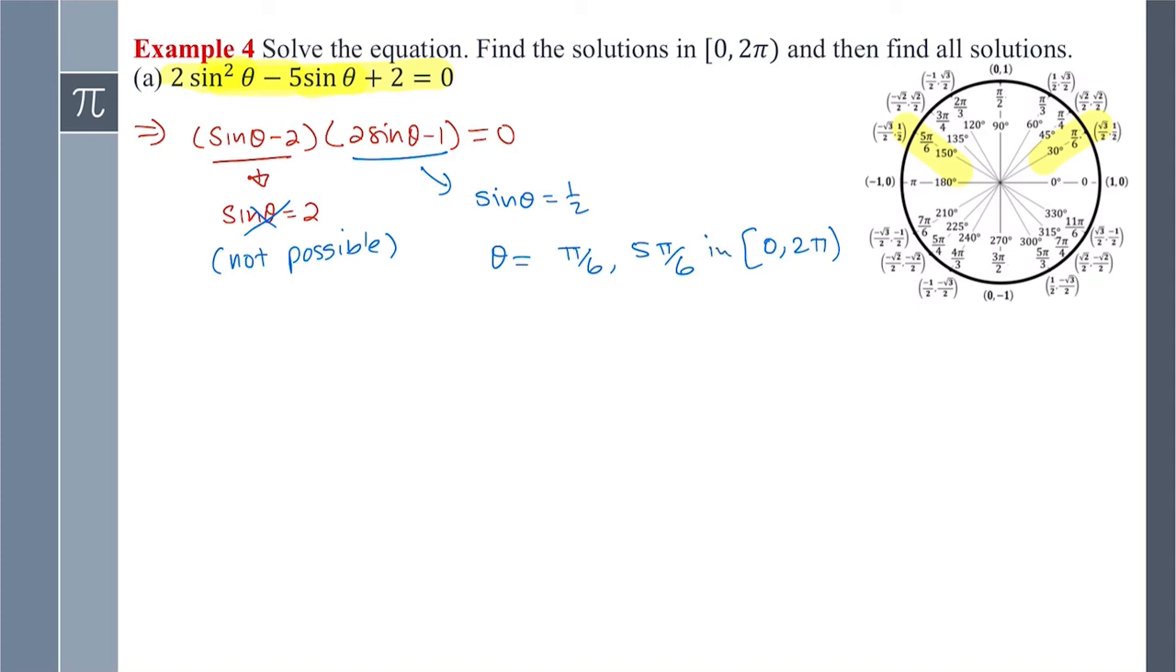Now all solutions can be written as theta equals pi over 6 plus 2 pi n, and theta equals 5 pi over 6 plus 2 pi n, where n is an integer.